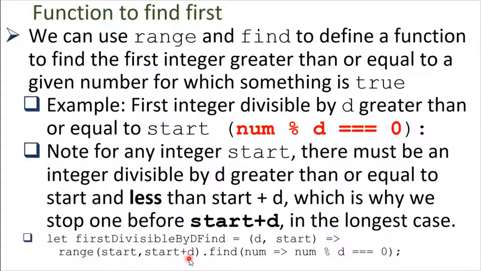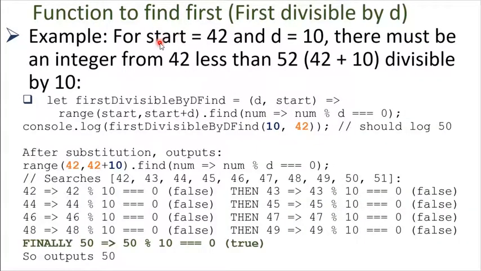Let me just give you an idea of how this is going to work, with specific numbers for start and d. Let's say we have a start of 42 and a d of 10. What I was basically saying before is there must be an integer from 42 to 42 plus 10, that's your start plus d, that will be divisible by 10, again including 42, excluding 52. So we're going from 42 to 51. There will be such an integer, and that integer will be 50.